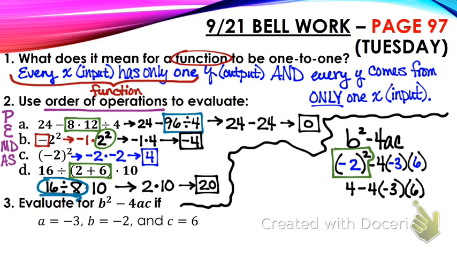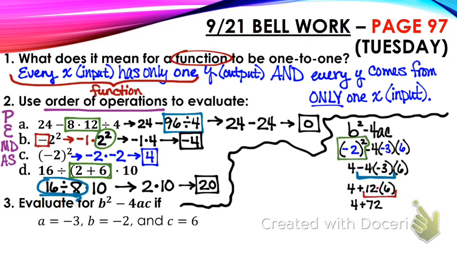Then we're going to multiply whichever one we see first going left to right. So that's going to be this right here. I have a -4 being multiplied to a -3. Negative times a negative means what? Positive. So I have plus 12 times 6. Then I would do this multiplication here. 72. 4 plus 72. And 4 plus 72 would give me what? 76. Beautiful.